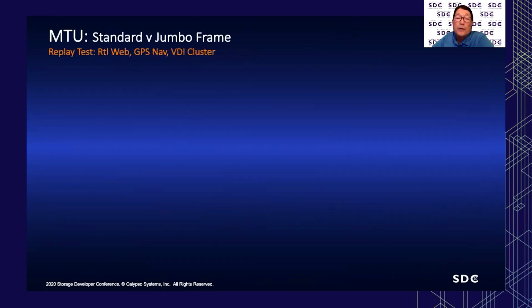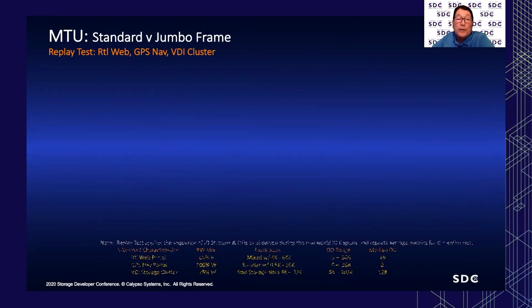Looking at an MTU comparison, looking at the replay test of the 3 real-world workloads, again, remember, the replay test applies the sequence of IO streams and QDEPs as observed during the capture, and then we report a single average for the entire test. The workload characteristics, as you want to compare retail web to GPS to VDI cluster, are noted at the bottom. So the retail web portal is a 65% read, the GPS nav portal is 100% write, and the VDI storage cluster is a 75% write. You can see the block size content and the QDEP range listed as well.